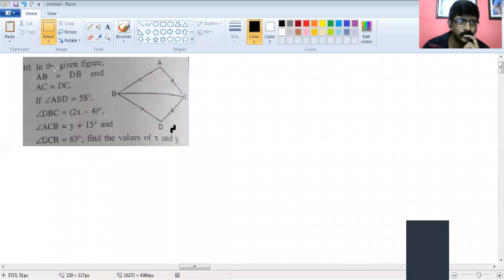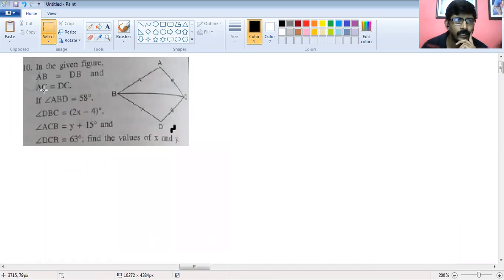Okay, look at this, guys. In this given figure, AB is congruent to BD and AC is congruent to DC. So we have to find the values of x and y. So this is basically congruency. Understand, students, this is purely congruency only. So what are we going to do?